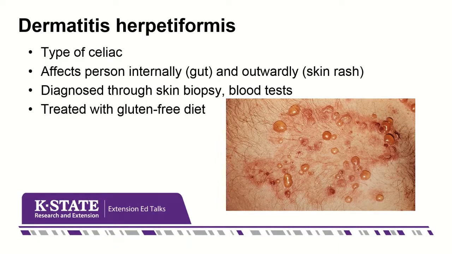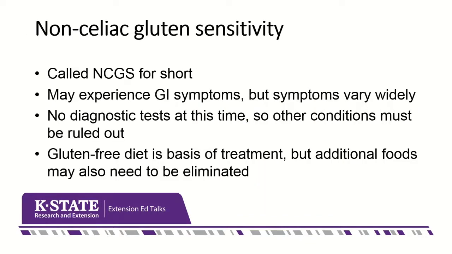So dermatitis herpetiformis affects a person internally in the gut and outwardly. In the picture, it shows what a skin rash could look like. It is a type of celiac disease, and it's diagnosed through skin biopsies and blood tests. This is treated also with a gluten-free diet. And the next condition is non-celiac gluten sensitivity, or for short, NCGS.